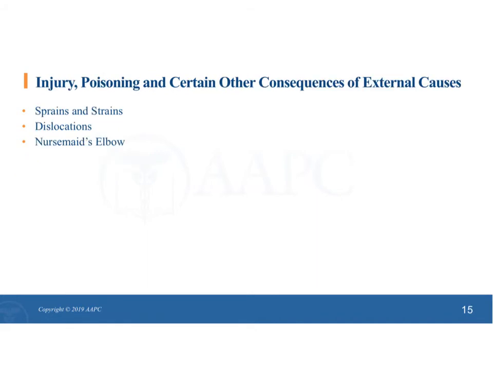A sprain is an injury to a ligament where the joint is carried through a range of motion greater than normal, but there is no dislocation or fracture.